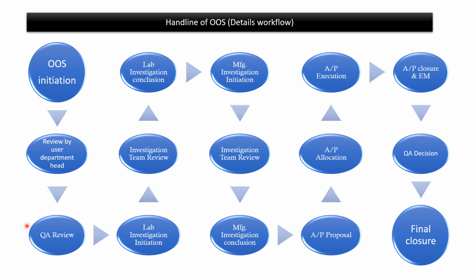And further, this OOS will move to the QA review, and QA shall review the OOS record and provide comments. And after QA comments, lab investigation can be initiated. So the QC section in charge or their designee shall perform the laboratory investigation, right? And after the investigation has been completed, the outcome of the laboratory investigation shall be reviewed by the independent investigation team and they provide their input.